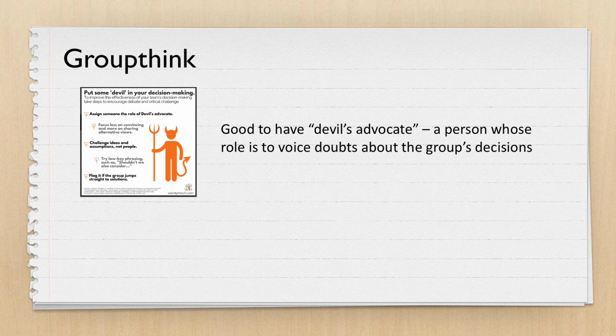So how to solve this problem, groupthink? One good solution is to have a devil's advocate. It's a person whose role is to voice doubts about the group's decisions. When a group of people almost reach a decision on something, that devil's advocate can say, okay, now let's take a step back. Let's take a look at the situation from a different perspective to see how it looks. Just provide a unique, different opinion than the group decisions.